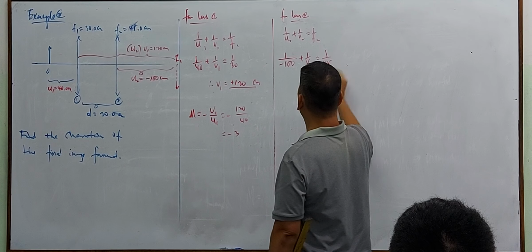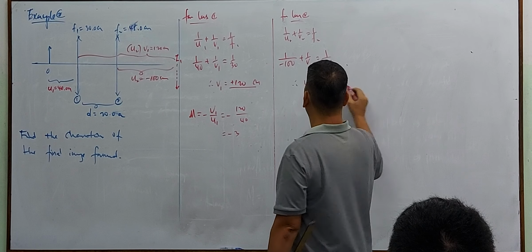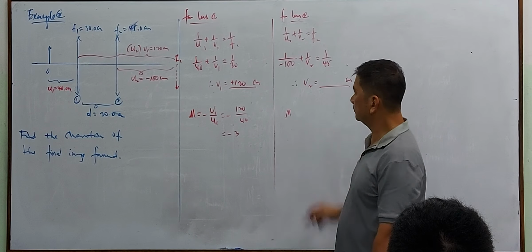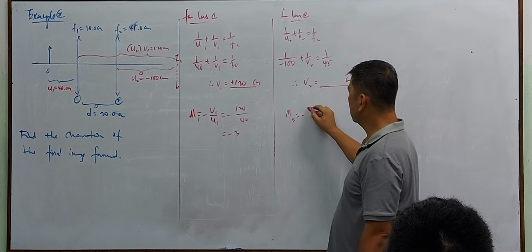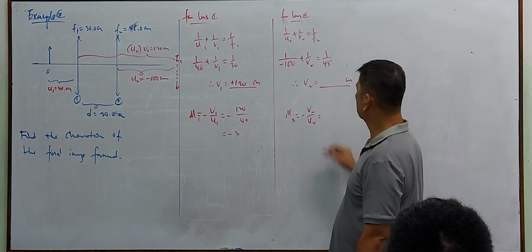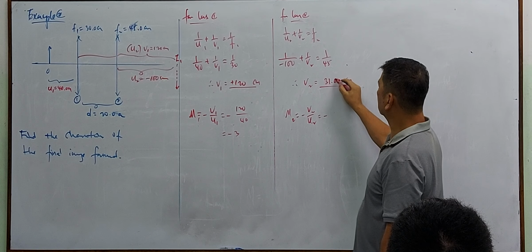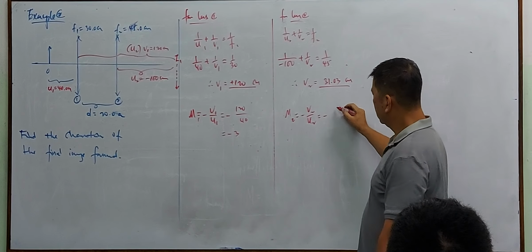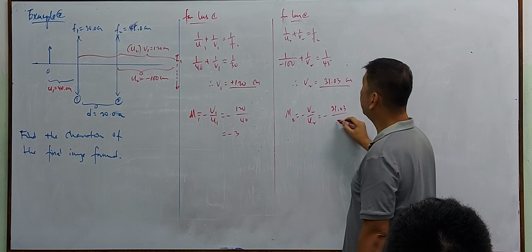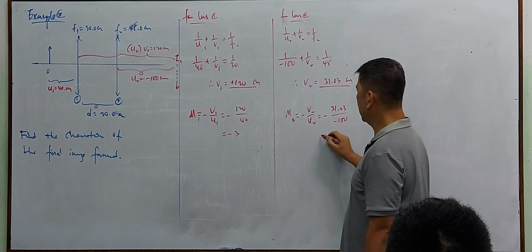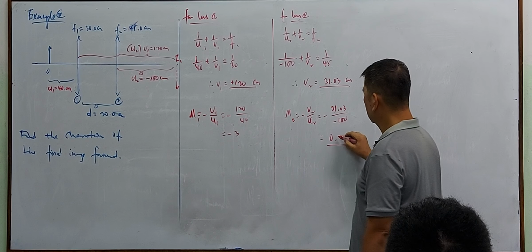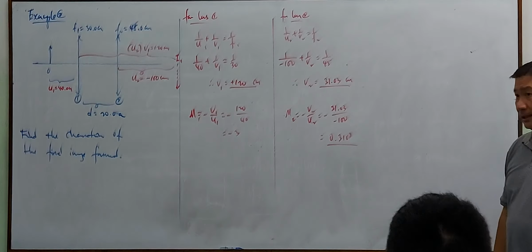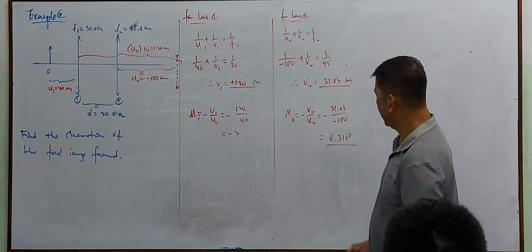1 over 45. Okay, calculate again. v2 is 31.03 positive. Okay. Now after this 31.03 over negative 100. Yeah, we can sum it up. Positive, right? Okay.